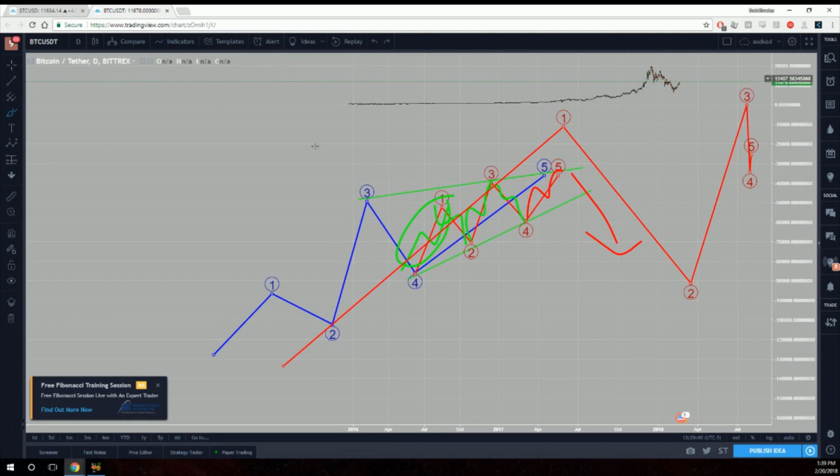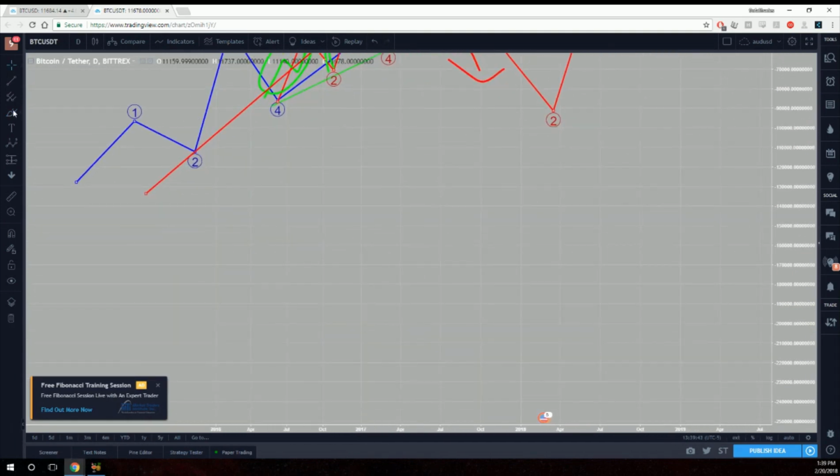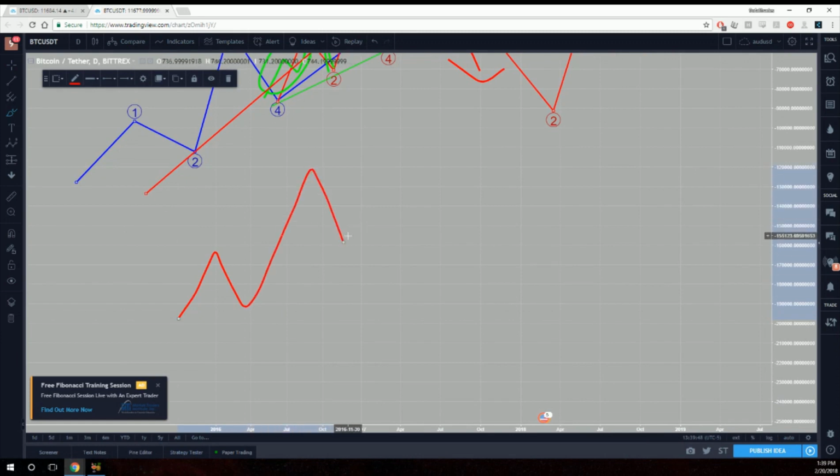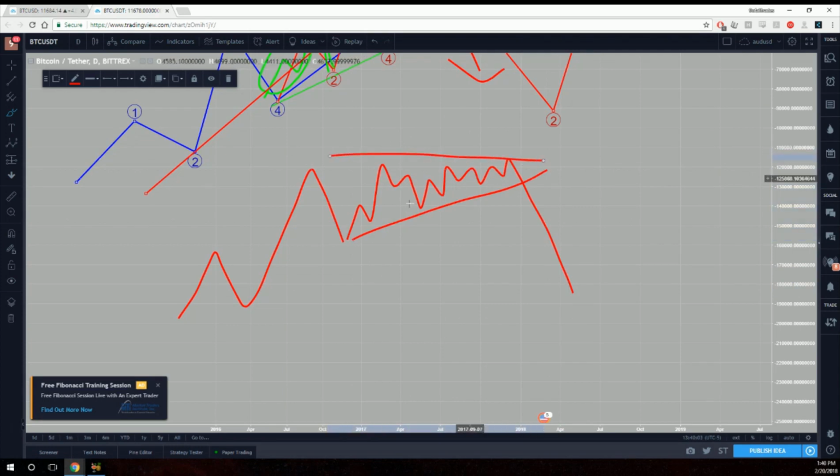All right, so let me make that a little bit clearer for you guys. Again, the wedge, the diagonal: we have 1, 2, 3, 4, and then 5 is going to be like this: 1, 2, 3, 1, 2, 3, 1, 2, 3, 1, 2, 3, 1, 2, 3, down, right? And then that gives us this pattern here, which is 1, 2, 3, 4, and 5, which completes our fifth wave up here.